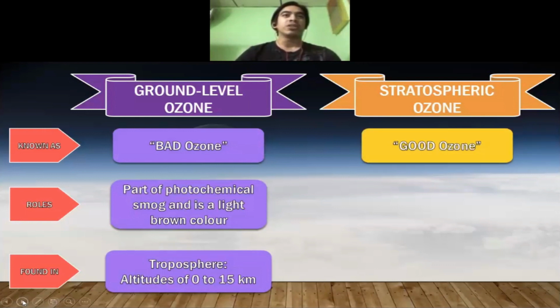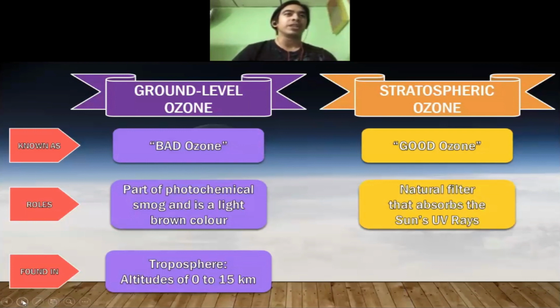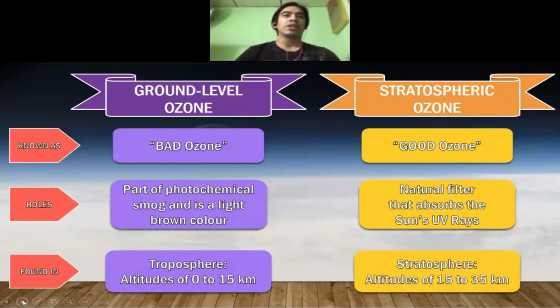Moving on to the stratospheric ozone. Stratospheric ozone is a good ozone. It is a good ozone because it is a natural filter that absorbs the sun's UV rays. It is located in the stratosphere where the altitude is 15 km to 35 km above the Earth's surface.